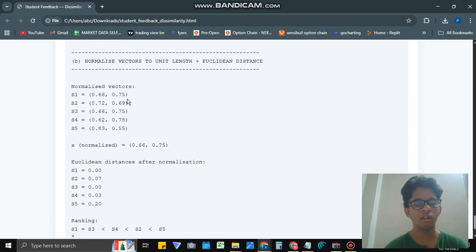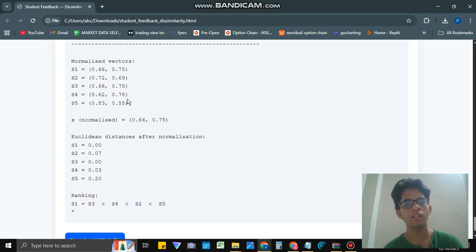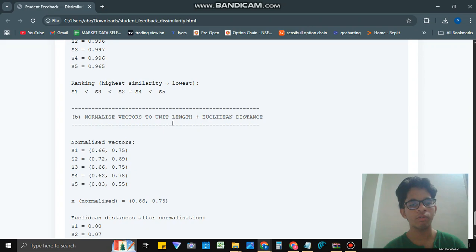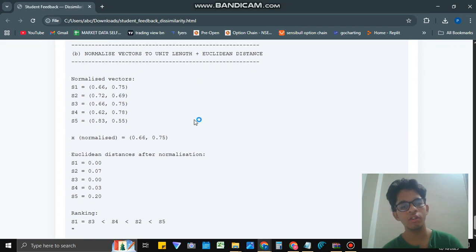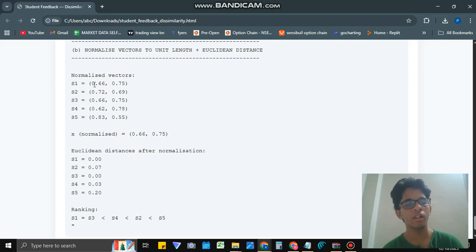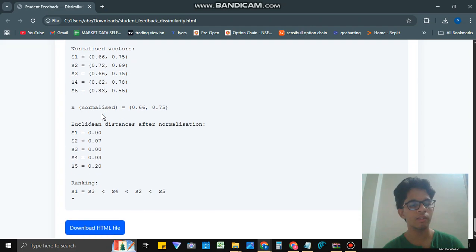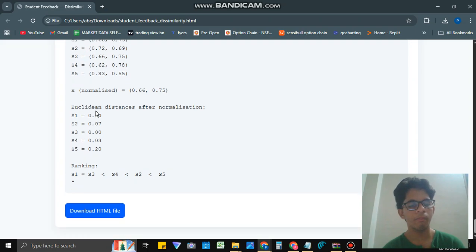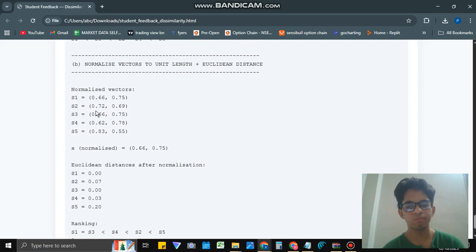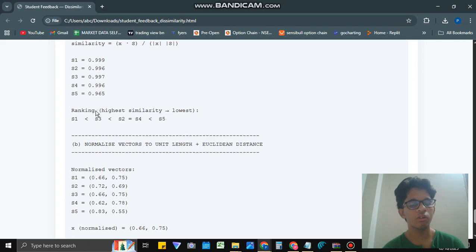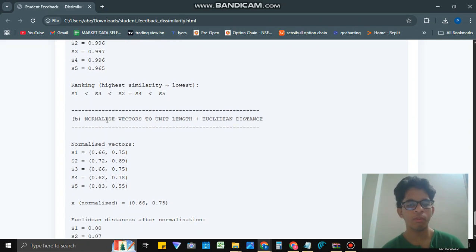Then coming to the next part, which is normalizing each vector to unit length using Euclidean distance. We already know the normalized vectors from above, which are these. For Euclidean distance, we can calculate after normalization.